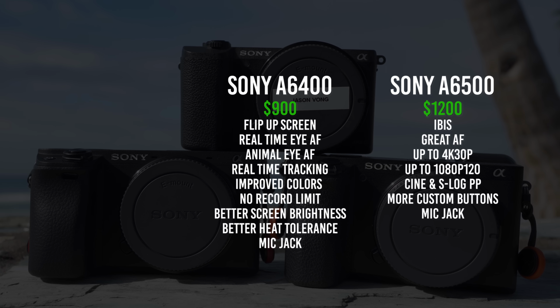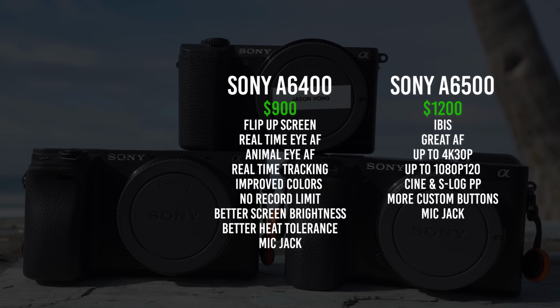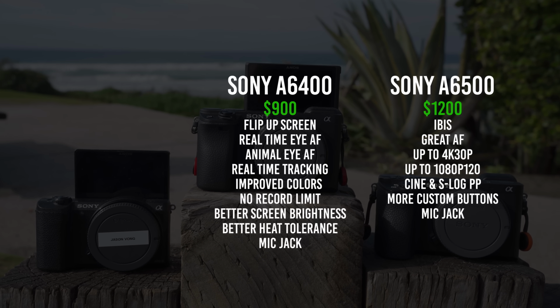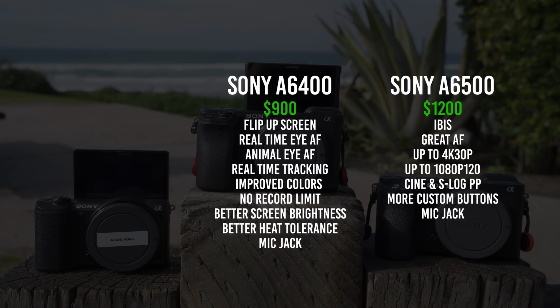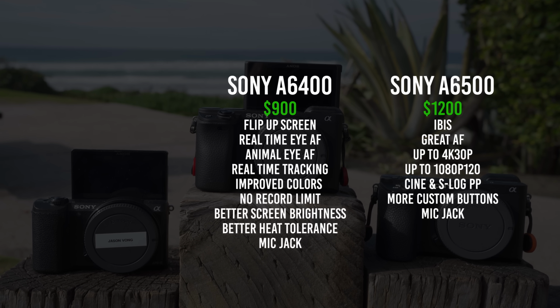On the other hand, if you're in need of a main camera and you're doing much more than just vlogging, the Sony a6500 with its IBIS would fit your needs. The autofocus system is still excellent, the 4K quality is just as amazing, you got slow motion up to 120 frames per second, and you have access to the Cine and S-Log picture profiles. You can pick up an a6500 for $1,200.